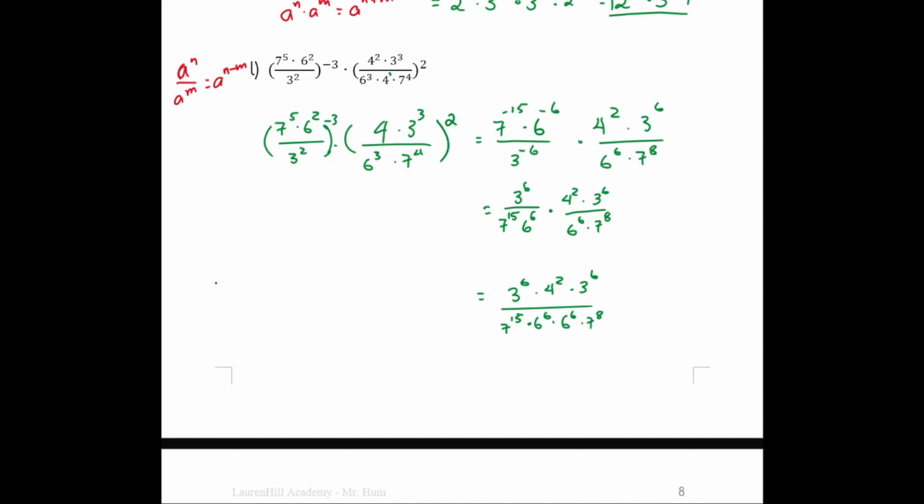So remember when we multiply two things with the same base, we multiply them together by adding their exponents, right? So we've got 3 to the 6 plus 6 is 12 times 4 to the 2 over 7 to the 15 plus 8 is 23 times 6 to the 6 plus 6 is 12. Okay, and I'm pretty sure this won't fit in your calculator either, so you can just put this in a box. And that's that for question L.